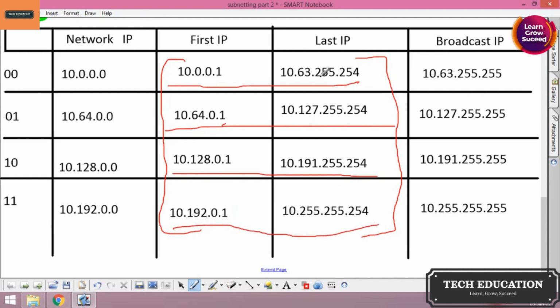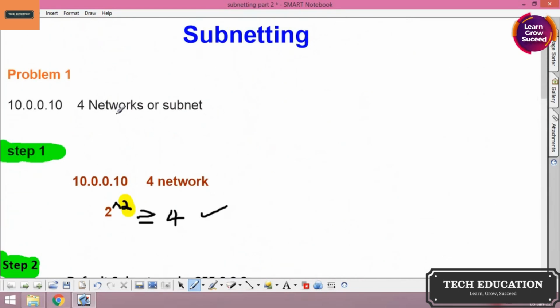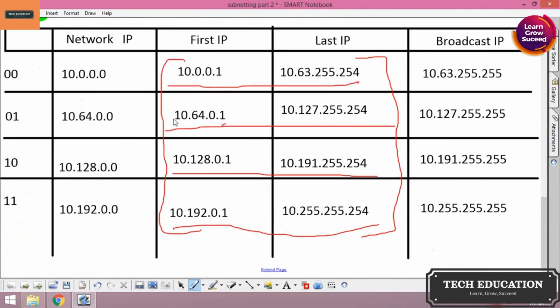So network IP and broadcast IP we cannot use for a particular host. These are reserved for network IP and broadcast IP. We cannot use them for a particular host. So this is the method for network portion borrowing, and next we can discuss another problem, the host method.